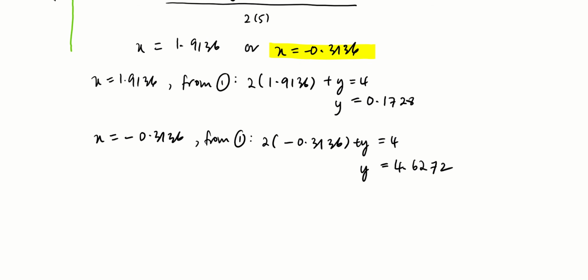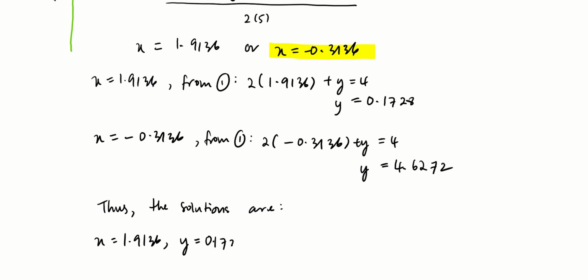So my conclusion, therefore, hence, you can use many words. The solutions are, when x is 1.9136, my y is 0.1728. And when my x equals -0.3136, my y equals 4.6272.